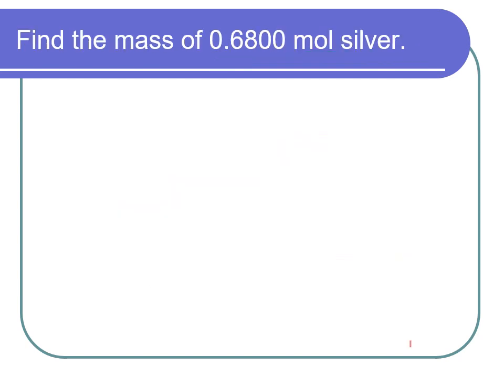So let's say we wanted to find the mass of a certain amount of silver. So here we have 0.6800 moles of silver, and if we want to know how much that would actually weigh, and we're using weight and mass interchangeably here because we're still on planet Earth, so we want to find out how much 0.6800 moles of silver would weigh.